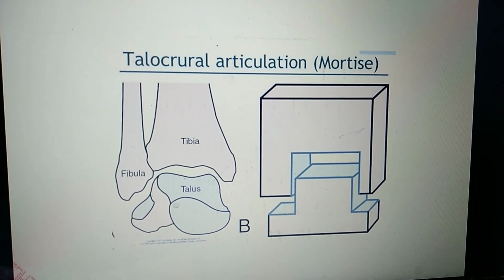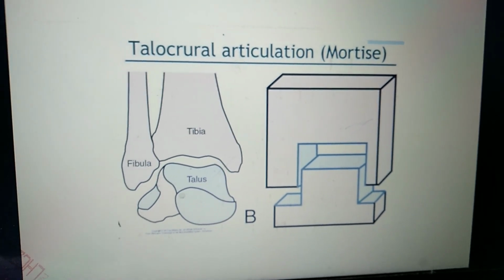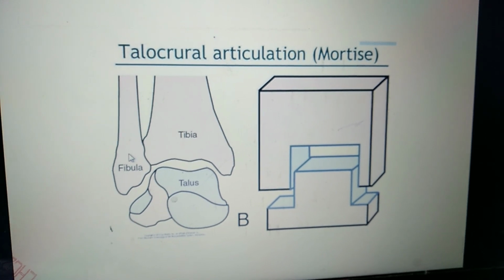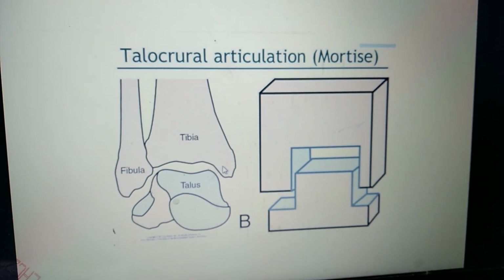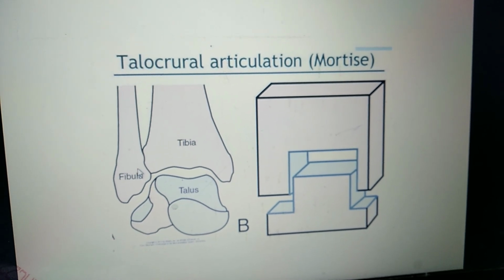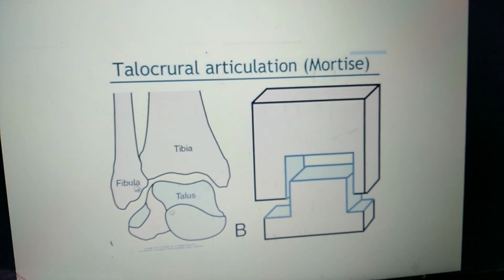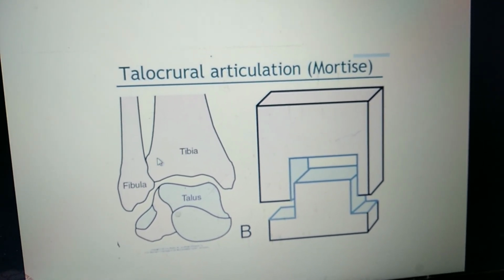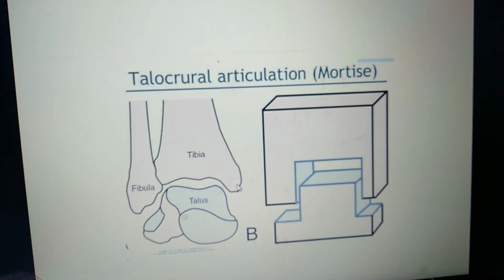So this is the talocrural joint. The talocrural joint is formed by the lower end of the tibia and the lower end of the fibula. The lower end of the tibia includes the medial malleolus, and the lower end of the fibula includes the lateral malleolus. So the lateral malleolus of the fibula, the lower end of the tibia, and the medial malleolus.